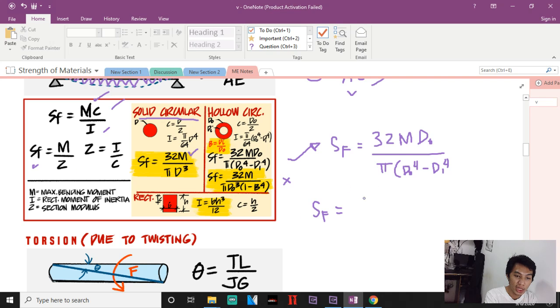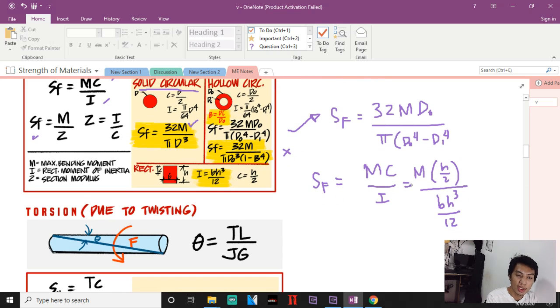What is CH? Okay? So, let us simplify. M, C over I, where M is multiplied natin sa C, H over 2, kasi base times height, pag rectangle. And then I is BH cube over 12. Now, tingnan nyo ha, i-simplify ko pa.